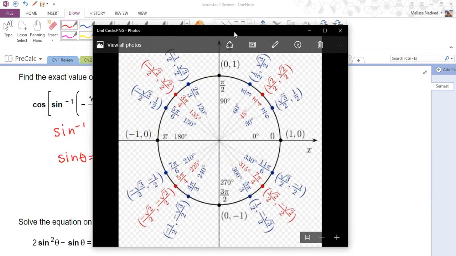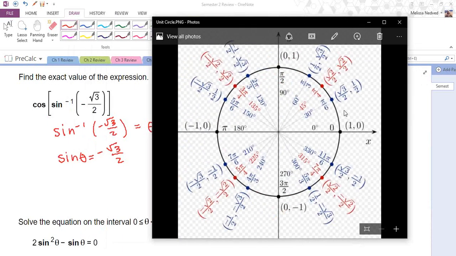So we want a sine value or a y value of negative root 3 over 2. Notice that happens here at 4 pi over 3, and that happens here at 5 pi over 3. Now, when we're working with inverse functions, remember in order to get an inverse, we have to have a one-to-one function. And sine itself is not one-to-one. None of our trig functions are.